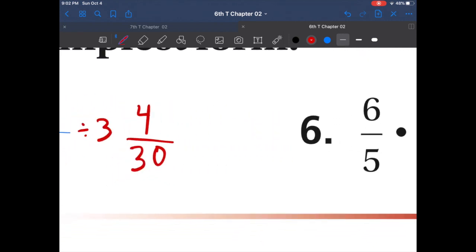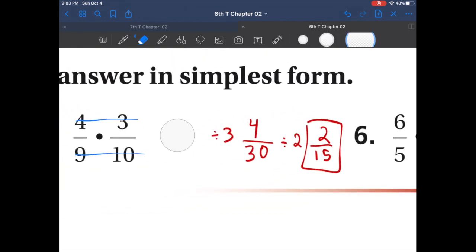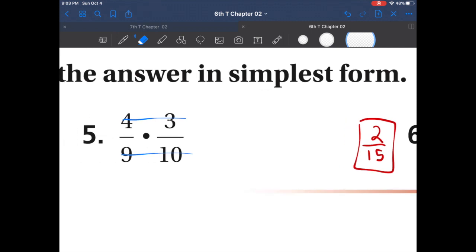All right, we're not done yet, though, because I know what number goes into 4 and 30. Well, I think 2, right? So 4 divided by 2 gives me 2, and 30 divided by 2 gives me 15. So we got to 2 over 15. But check out all that stuff I had to do to solve this problem.